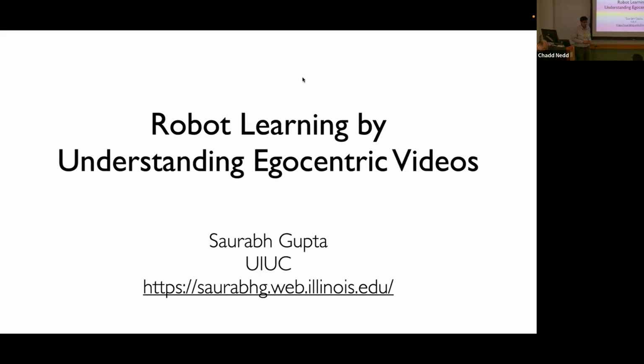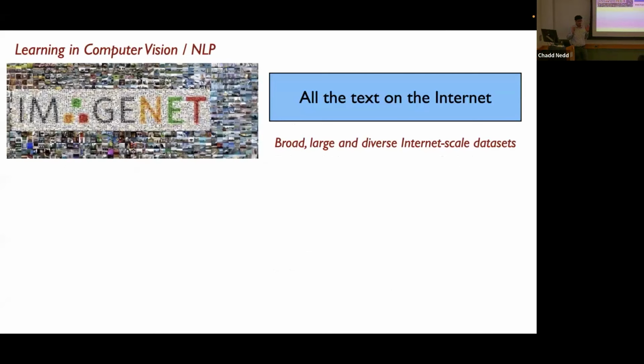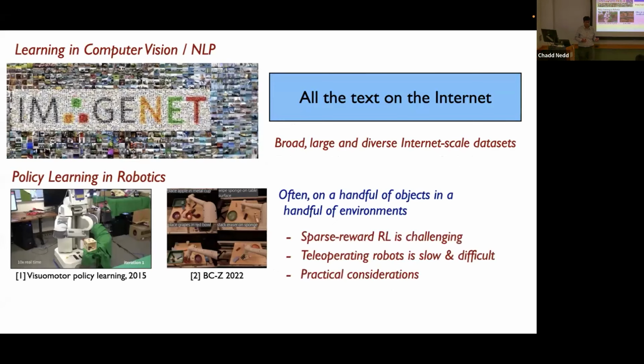And today I'll be talking about robot learning by understanding egocentric videos. When we talk about learning in computer vision or natural language processing, we think about broad, large, and diverse internet-scale datasets for training. But when we look at policy learning in robotics, very often it is on a handful of objects in a handful of environments. And this is for good reason.